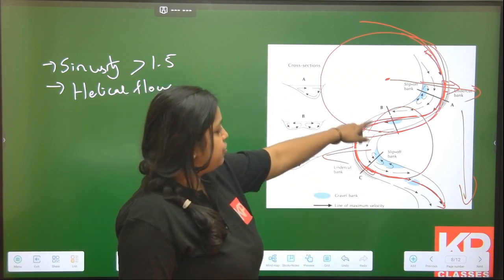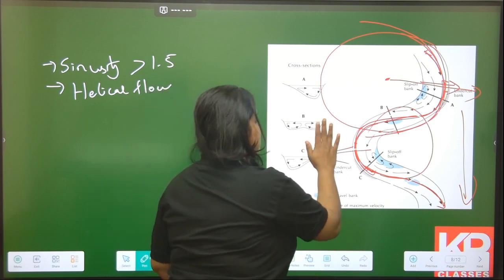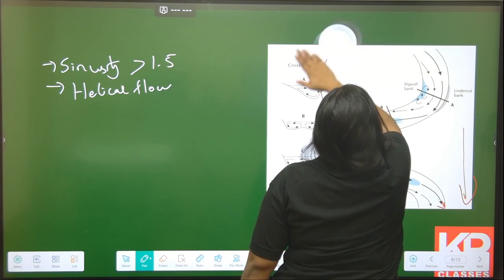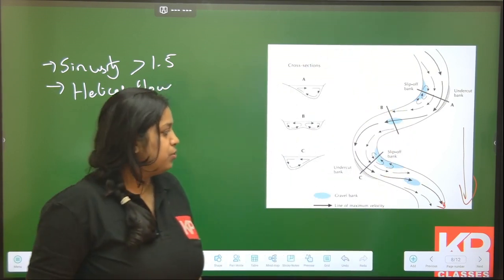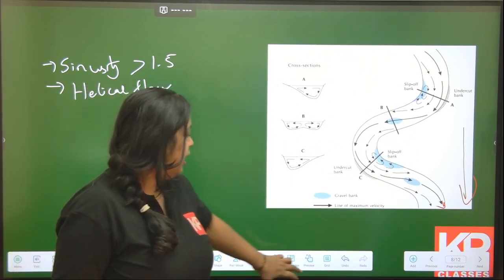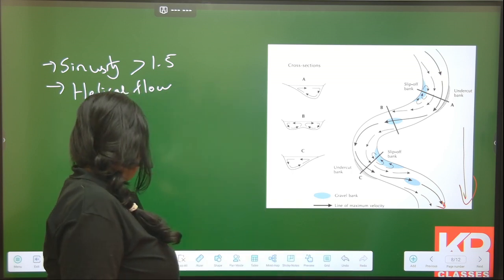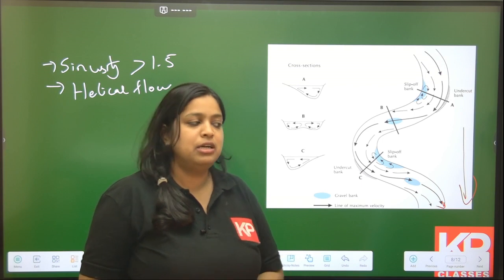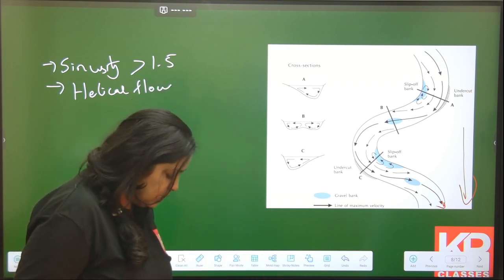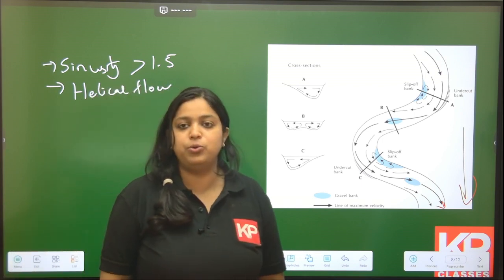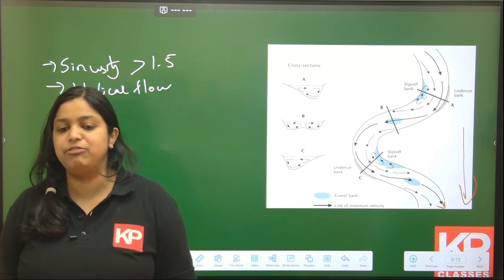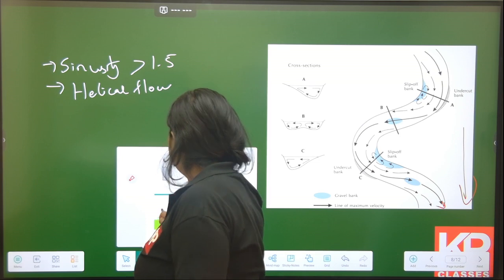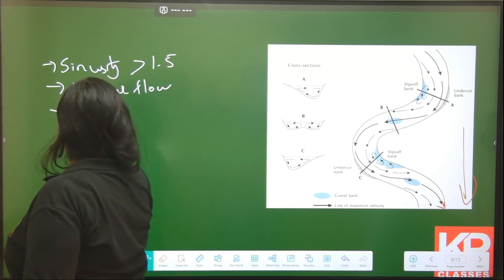Okay, so that's why this centrifugal force that is applied to the water is what causes the helical movement of water. Now the next point that you have to remember is that the meandering channel's sinuosity value is greater than 1.5, and they are actually a suspended load channel.